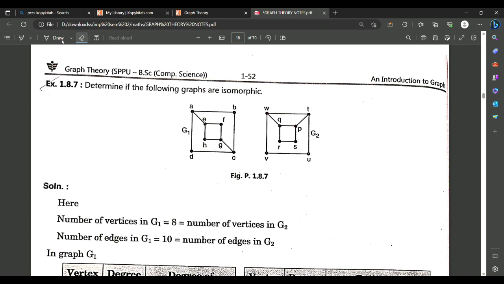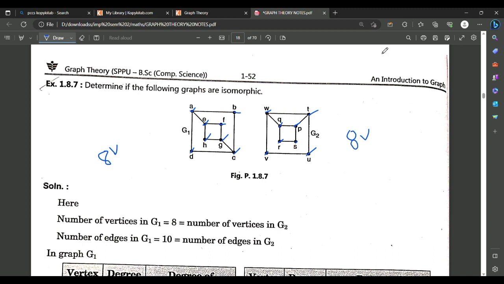Here in G1 the number of vertices are 1, 2, 3, 4, 5, 6, 7 and 8. So in G1 the number of vertices is 8, and let us check in G2: 1, 2, 3, 4, 5, 6, 7 and 8. Here also the number of vertices is 8.